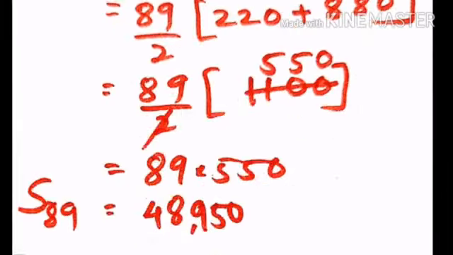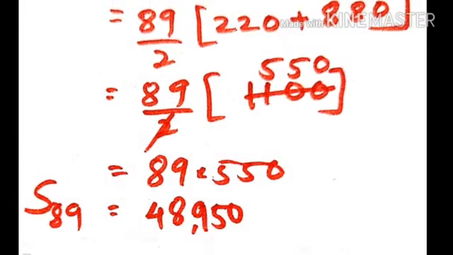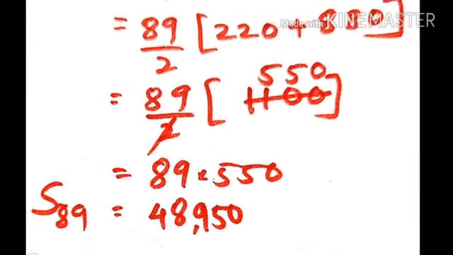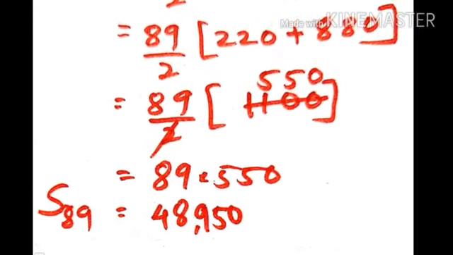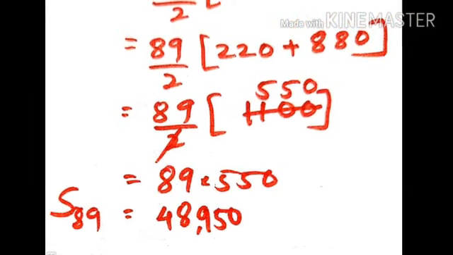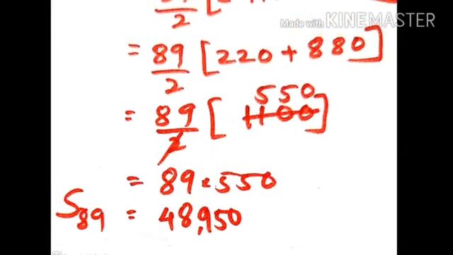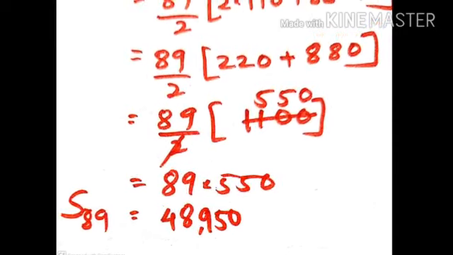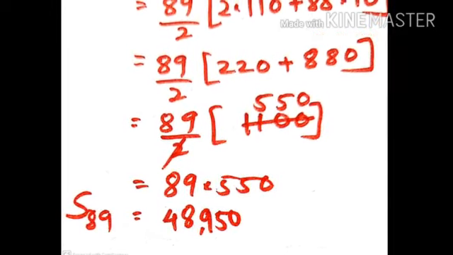So we can cancel this by 2, and we get 550 and 1100. So 89 into 550, this multiplication answer is 48,950. So the sum of all the numbers of this AP, which are 89 in total, is 48,950. So here we complete our question number 10.